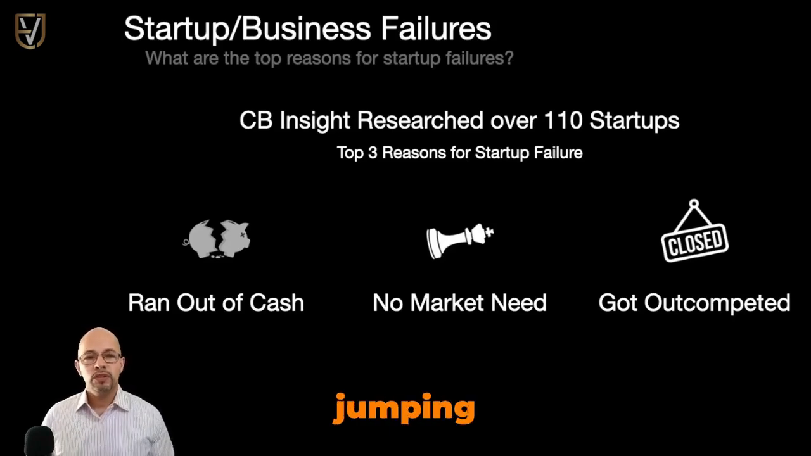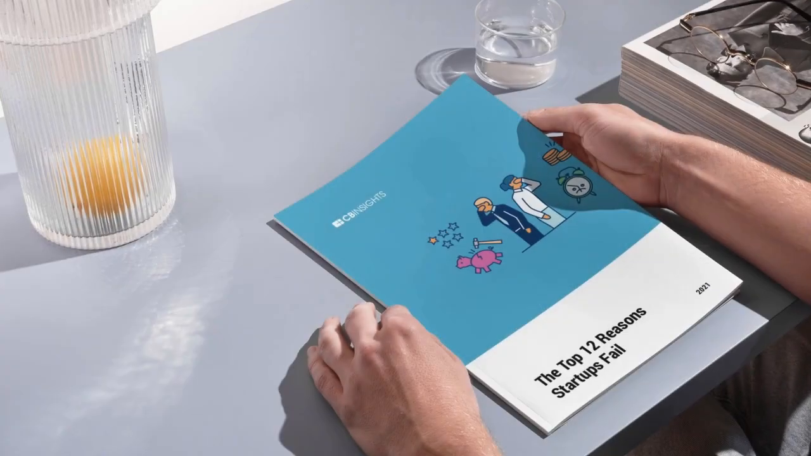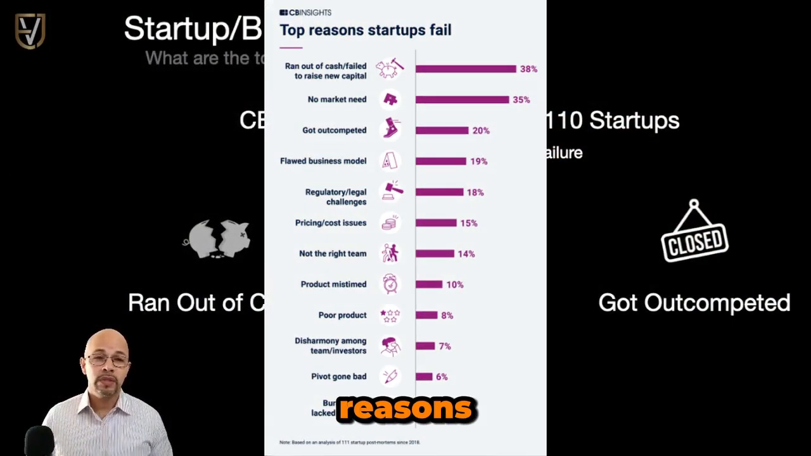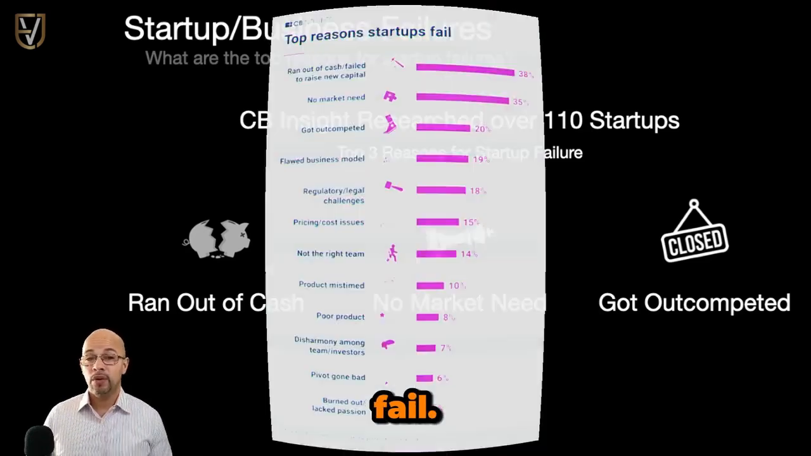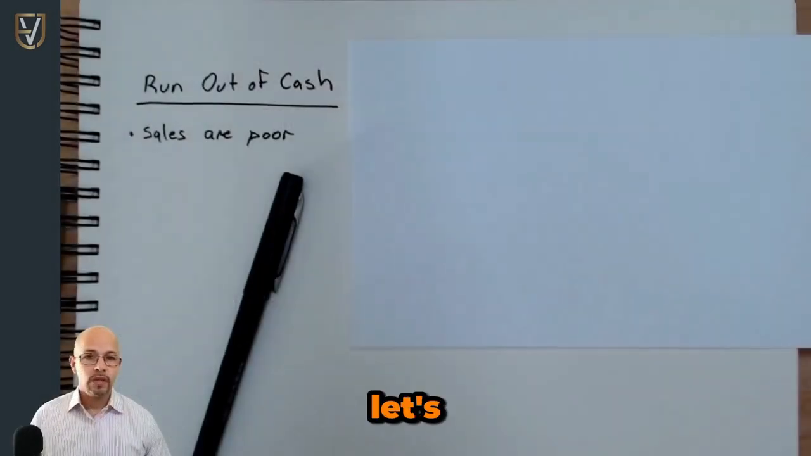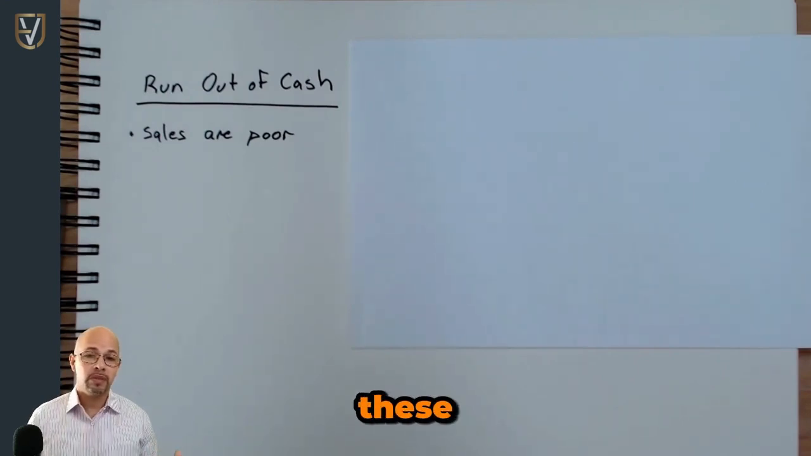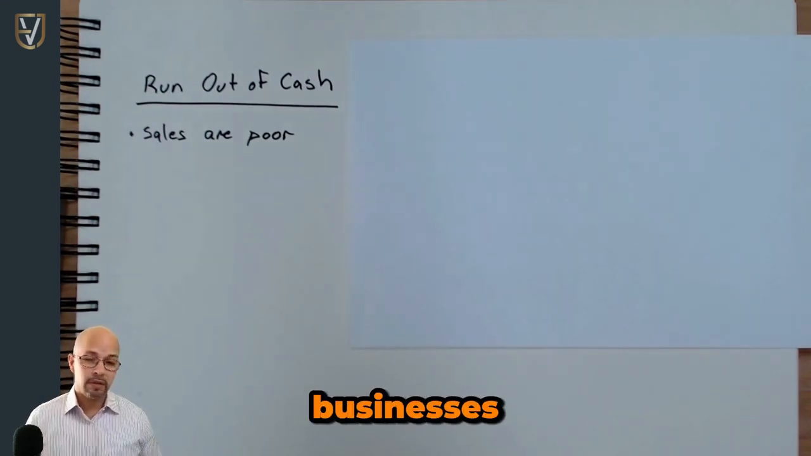So before we start jumping into funnels, let's talk about overall failures that businesses and startups tend to see. CB Insights researched over 110 startups, and they identified 12 reasons why startups, generally speaking, fail. And this is across niches, this is across industry. The top 3 are the ones that I have listed here: ran out of cash, no market need, and getting out competed. So let's go ahead and start talking about running out of cash. This is not an exhaustive list. I want to be able to break down some of these reasons why businesses tend to fail.